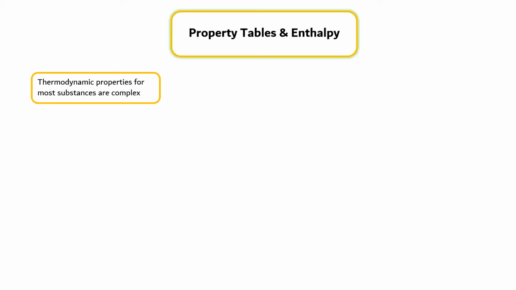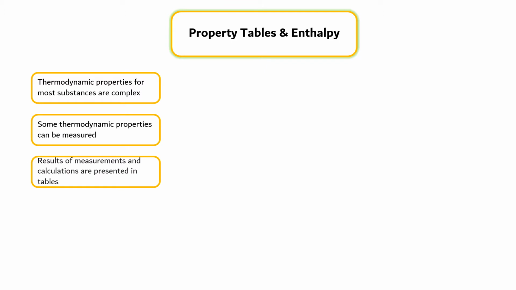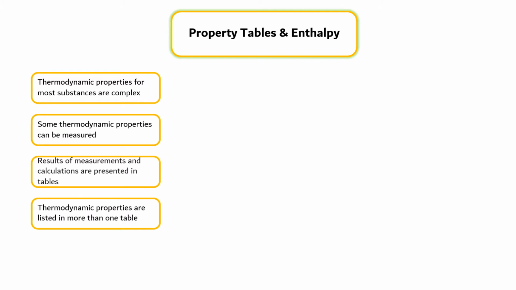For most substances, the relationships among thermodynamic properties are too complex to be expressed by simple equations. Therefore, properties are frequently presented in the form of tables. Some thermodynamic properties can be measured easily, but others cannot and later are calculated by using the relations between them and measurable properties. The results of these measurements and calculations are presented in tables in a convenient format, for example, steam tables. For each substance, the thermodynamic properties are listed in more than one table.